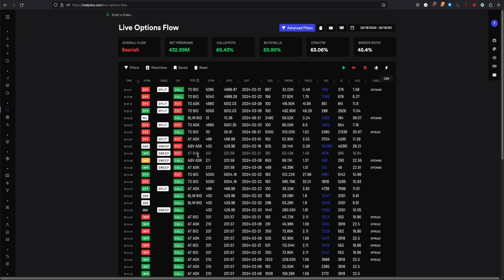There's also wanting to understand, are things bought or sold, right? So that's where when I talked earlier about how Tradytics does a good job kind of color coding things to make it easier for you to understand, that's where these colors come in, green and red. So green is bullish, red is bearish. Yellow is very bullish and white is very bearish. So you'll see things like these calls to the bid.